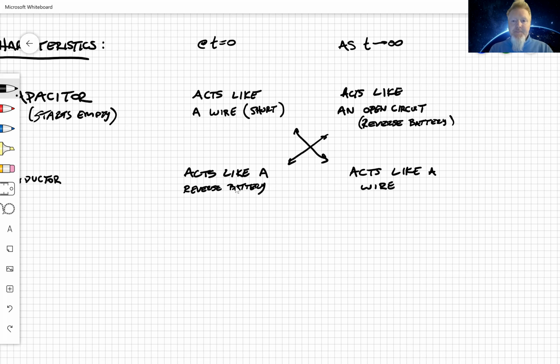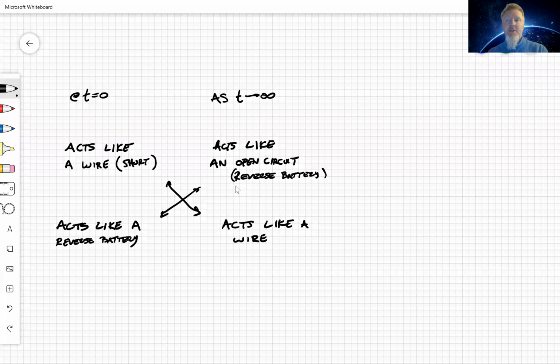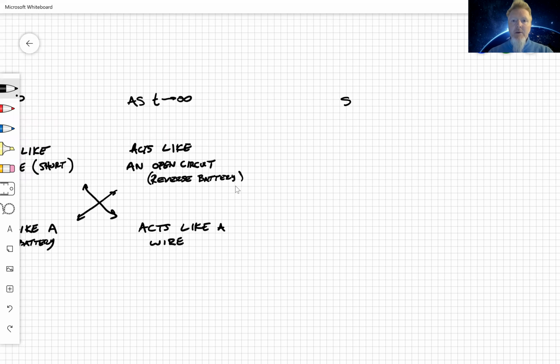Okay, for the capacitor, I'm going to put one more column in here on energy storage. The energy storage of the capacitor, we already know, it stores energy in the E field. And its energy density is related to the square of E. So it's something like, that's the energy density.